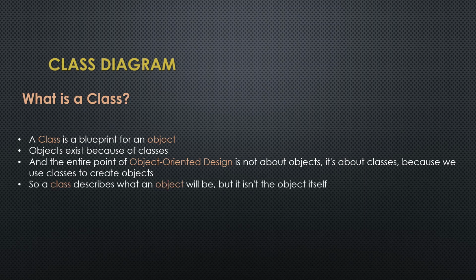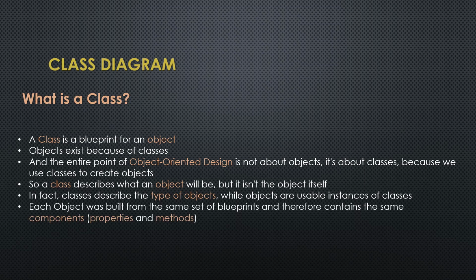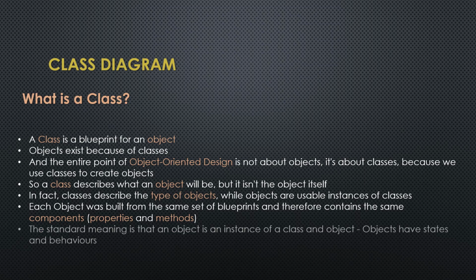So a class describes what an object will be, but it is not the object itself. In fact, classes describe the type of objects, while objects are usable instances of classes. Each object was built from the same set of blueprints and therefore contains the same components, including properties and methods. The standard meaning is that an object is an instance of a class. Objects have states and behaviors.